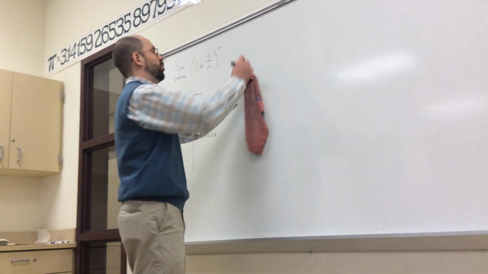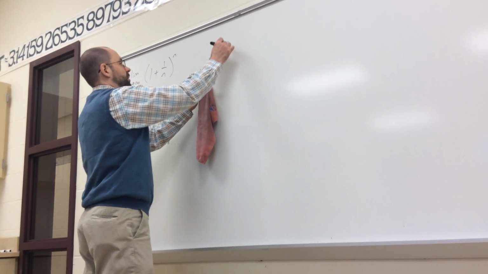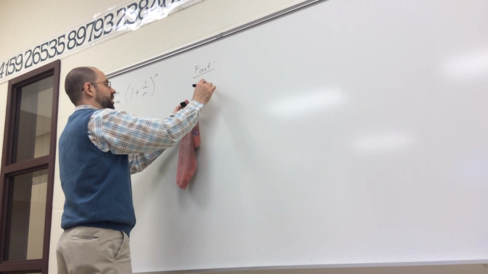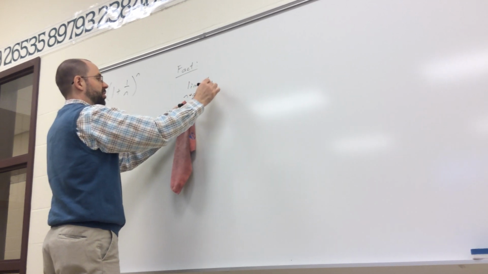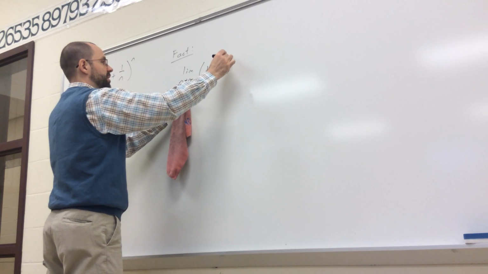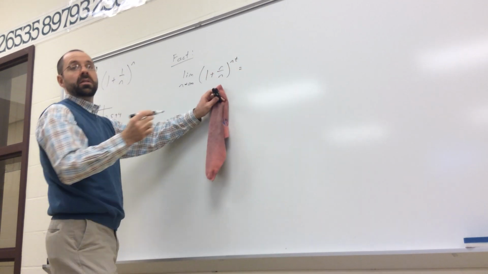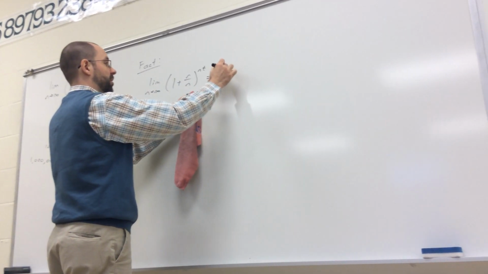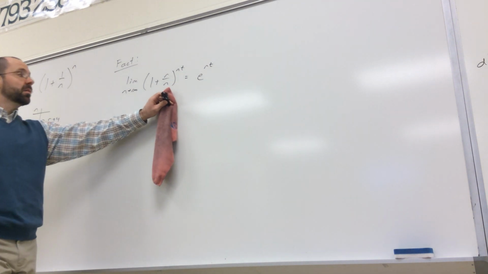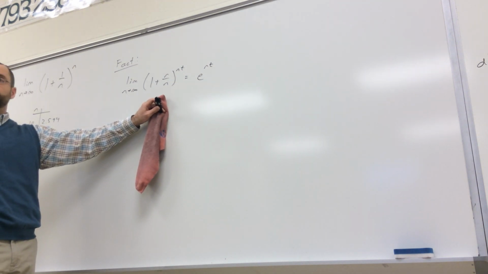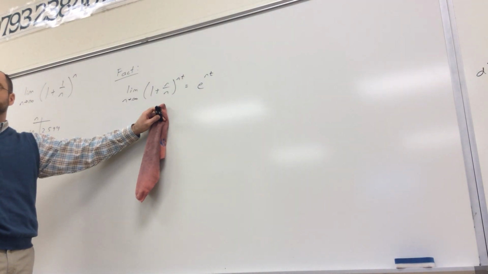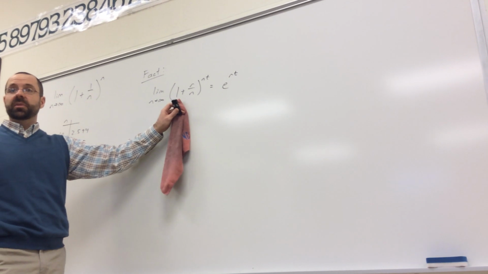And just to be a little bit more precise, the limit as n goes to infinity of (1 + r/n)^(nt) turns out to be e^(rt). And it is possible to calculate this limit without a table.